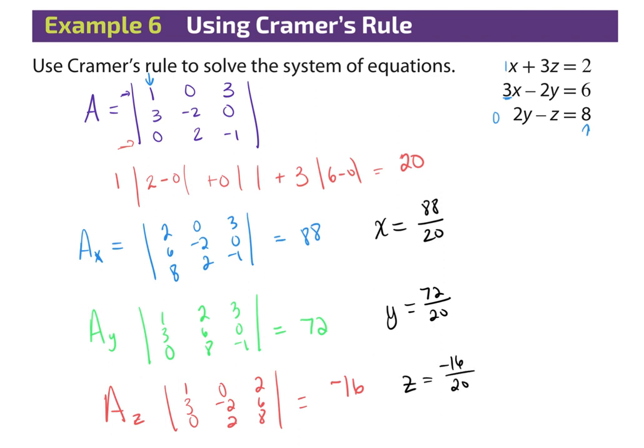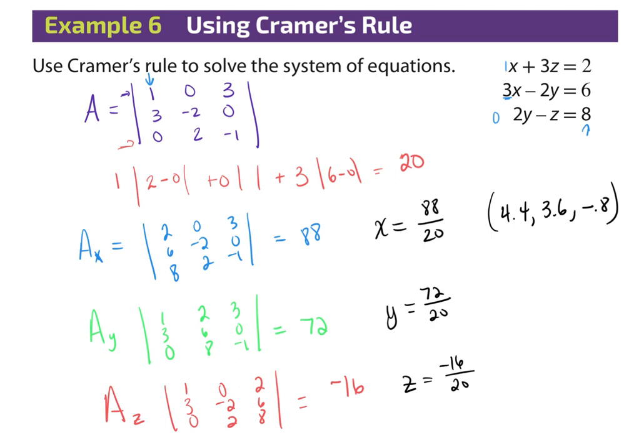If I wanted fractions, I would just reduce. They did it in decimals, which is nice. So technically my point is in decimals, 4.4, 3.6, negative 0.8. All they did was put it in decimal form. Okay? So this is Cramer's rule. I will say it's much faster to do it with a 2x2 than a 3x3.